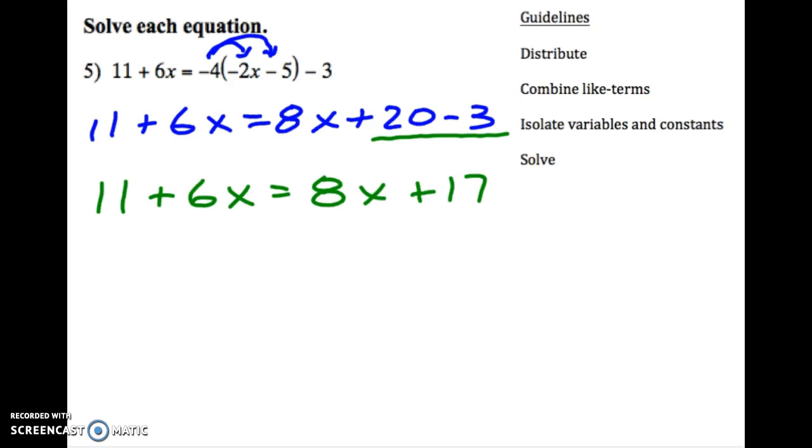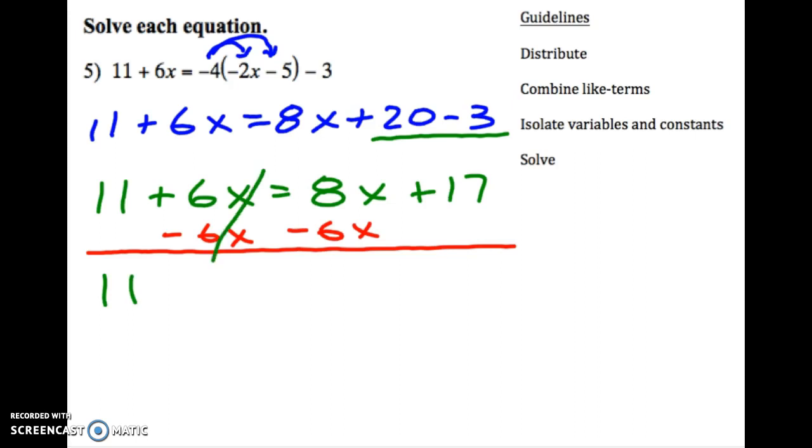At this point, we want to isolate the variables. I like working with positive variables, positive coefficients. So I'm going to subtract the 6x to the other side. Note, it does not make a difference which way you do it. You'll just be dividing by a different number in the end.